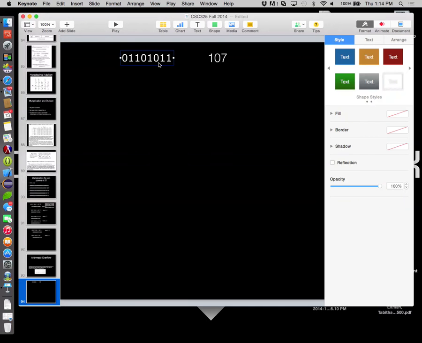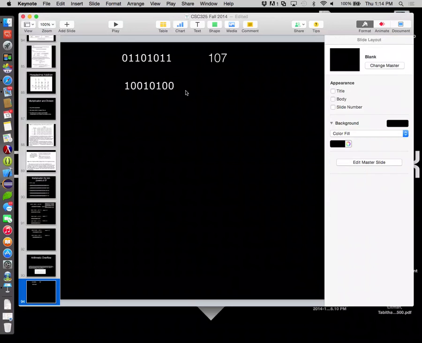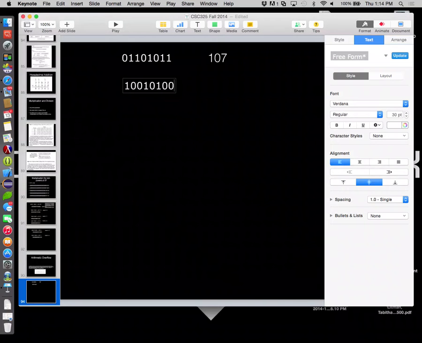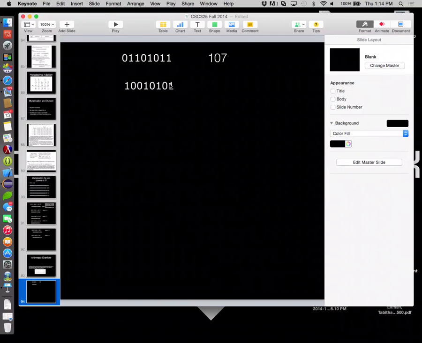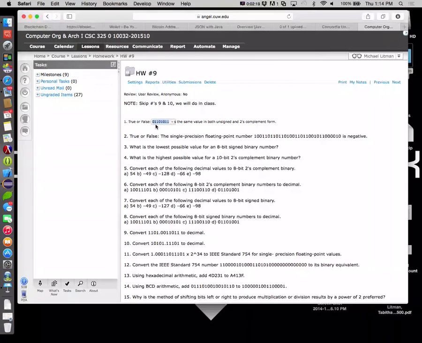All right, so is this the unsigned representation of this number? All right, what's the 2's complement representation of that number? Well, how do I do 2's complement? Flip all the bits, right? So this would be 1, 0, 0, 1, 0, 1, 0, 0. And then we add 1 to that. But that's not the same. Wait. Yeah, it's negative 107 now. Wouldn't that be negative 107 now? Okay. Well, the question says, true or false, this number has the same value in both unsigned and 2's complement form.